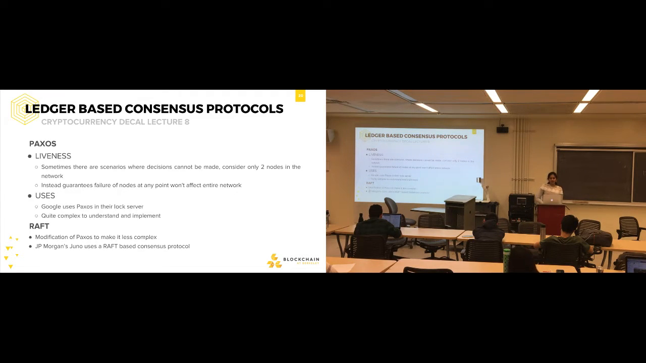Google uses Paxos in their log server, but as you all just saw, Paxos is very, very complex to understand and even harder to use and implement. So Raft tries to simplify this Paxos protocol and create a more understandable protocol to build off of. JP Morgan's Juno uses a Raft-based consensus protocol in their platform.